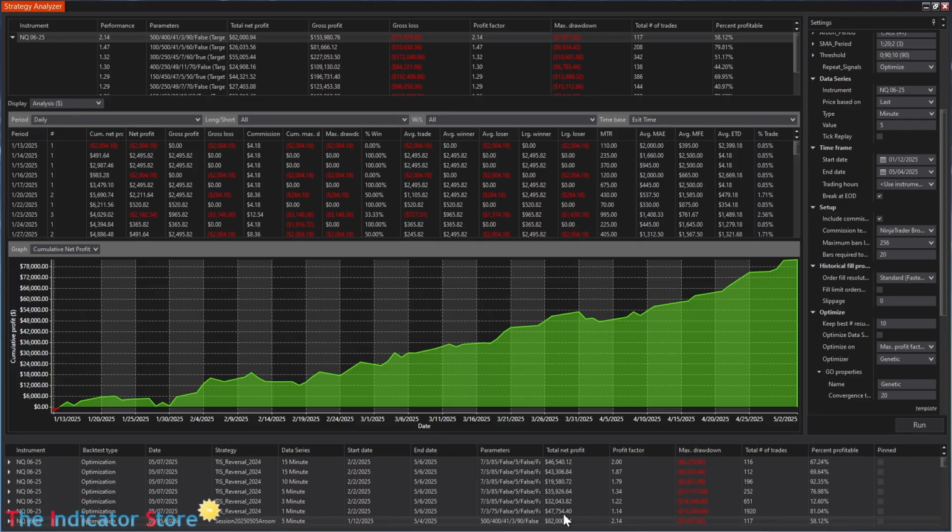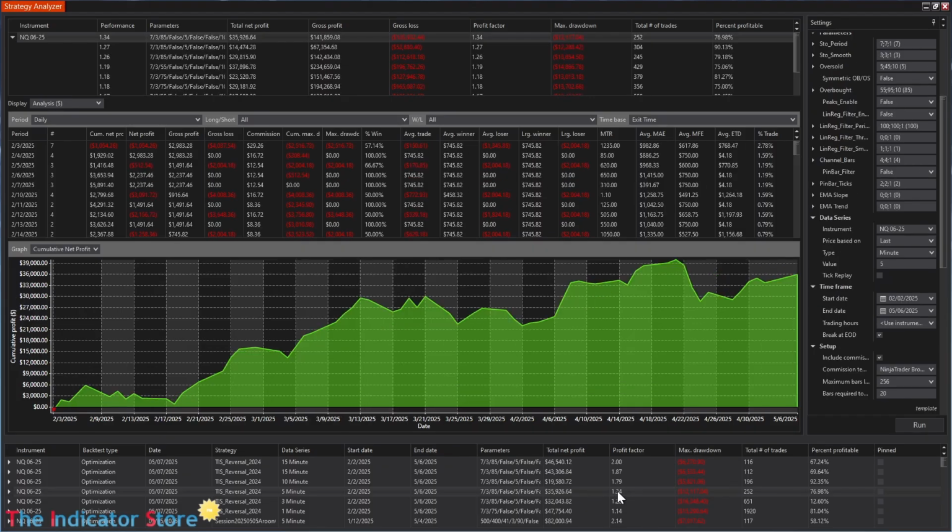All these reports are unfiltered. So when we have something that is not working, like for example this one, 1.34 is really, really bad. But if we want to make it work with those parameters, we can add a filter and optimize the filter.